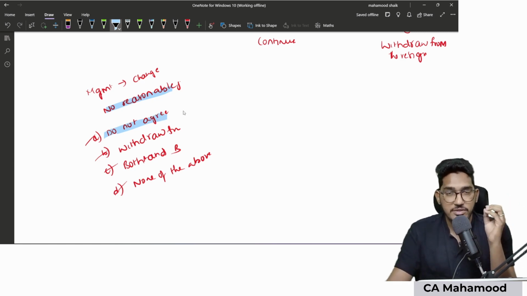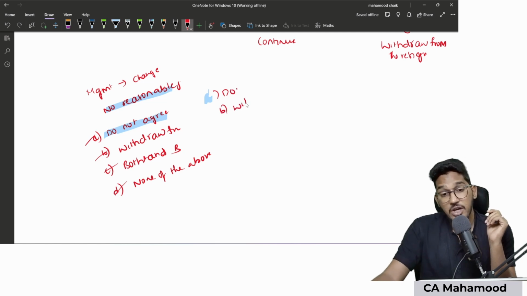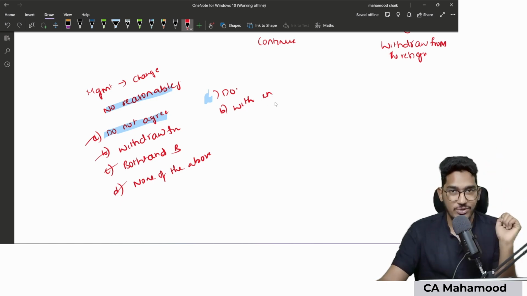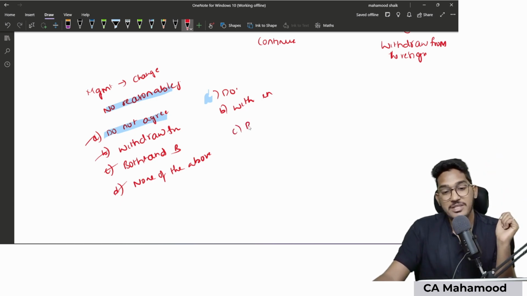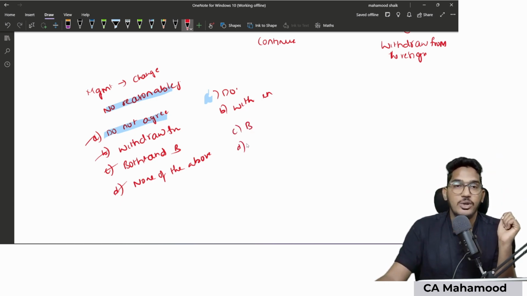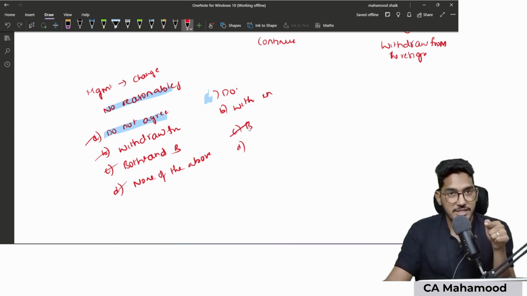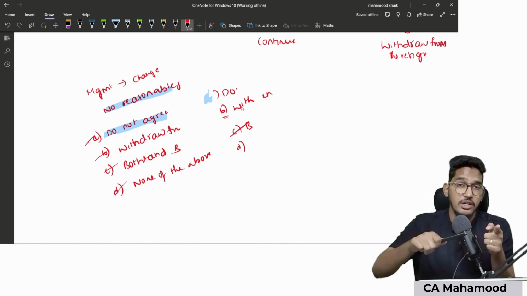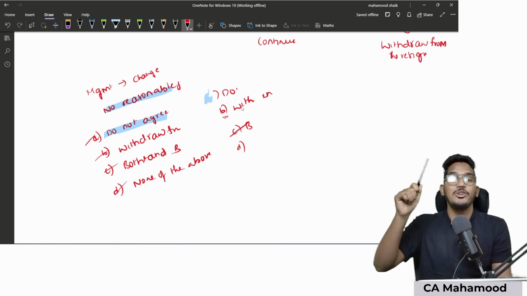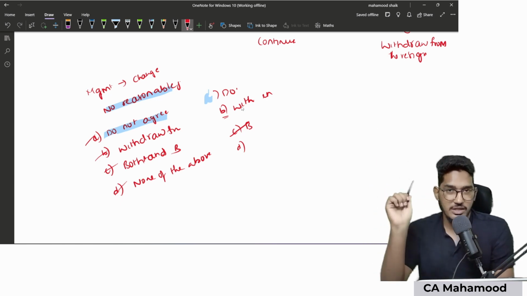If I change the facts, see, the question remains the same, but the options are changed. Option A, do not agree to the changes. Option B, withdraw from the audit in case the management did not permit you to carry out the audit as per original terms. Option C, both A and B. Option D, none of the above. Now you can choose option C. Why? Because in option B, they have clearly said to withdraw from the audit only if the management did not permit you to continue the audit as per original terms.